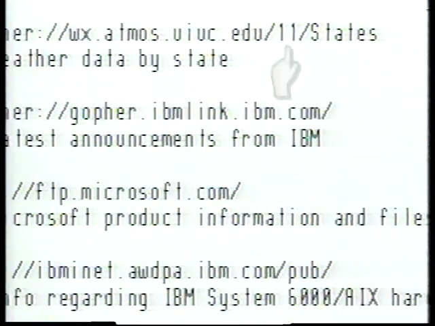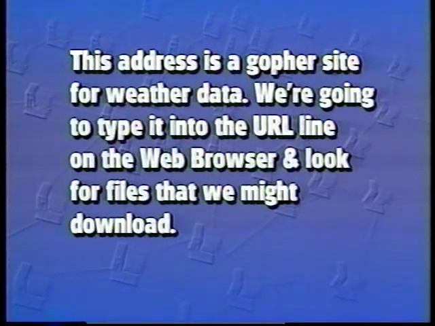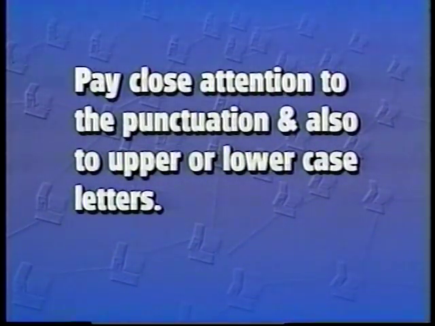After the single slash, 11 is the name of a directory, and states is the name of a second directory. This address is a Gopher site for weather data. We're going to type it into the URL line on the web browser and look for files that we might download. Pay close attention to the punctuation and also to upper or lowercase letters.